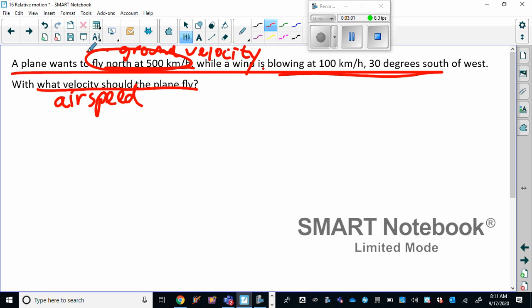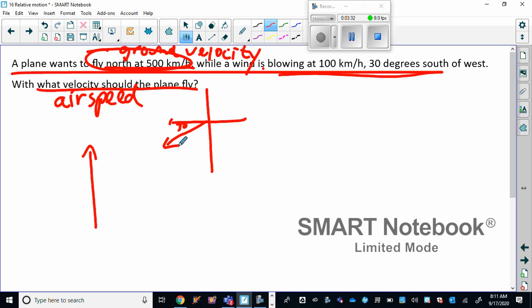We want to go 500 kilometers per hour north. But the wind is blowing, let's just do this separately, 30 degrees south of west. So here, 30 degrees, that's the way the wind is blowing. If the wind is blowing in this direction, and you want to end up north, which way are you going to have to fly? Think about that in your head before I put the answer on the board.